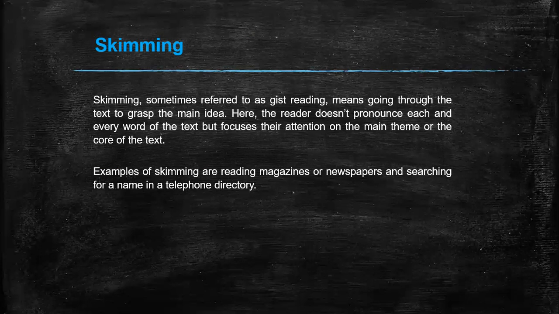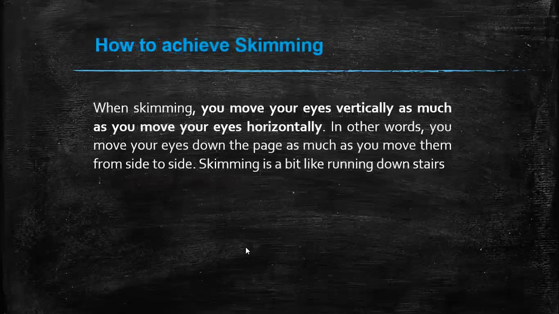Moving on, how to achieve skimming. When skimming, you move your eyes vertically as much as you move your eyes horizontally. Like you have to move your eyes both ways, in both directions. In other words, you move your eyes down the page as much as you move them from side to side.